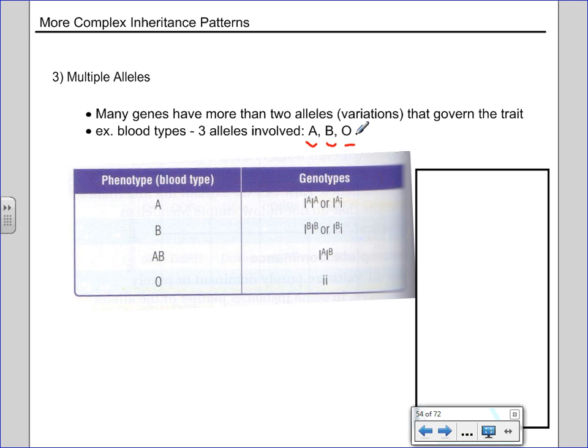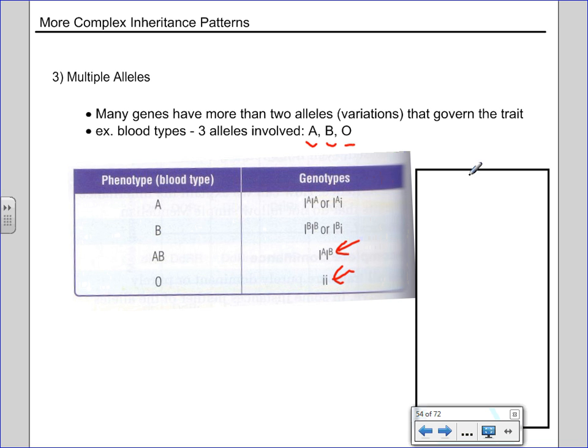But if you have 2 A's or an A and an O allele, then you'll end up being blood type A. If you have 2 B's or a B and an O allele, then you'll end up being type B. If you have an A and a B allele, like this, then you would end up being type AB. And if you have both of the O alleles or both recessive alleles, then you end up being type O.